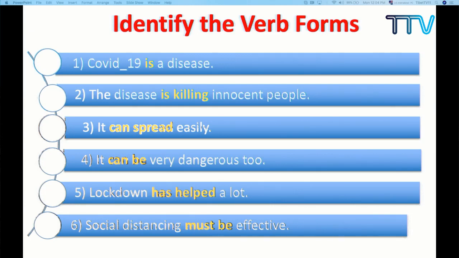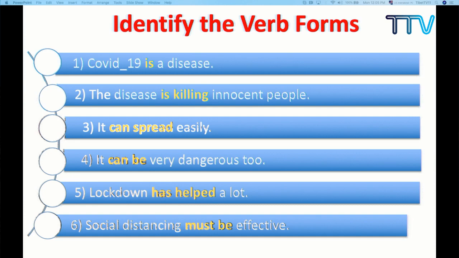Now, the fifth one: lockdown has helped a lot. Has is a verb, and let us try to see whether this is a linking verb or a helping verb. Lockdown has helped. First, let us see whether there is any principal verb in this sentence or not. Do you see a principal verb? Yes, the principal verb is helped. So has is a helping verb. Why? Because there is a principal verb which it modifies. So instead of writing lockdown has helped, if I write lockdown had helped, you see the verb changes. The tense changes, the time changes. So that is the main work of the helping verb.